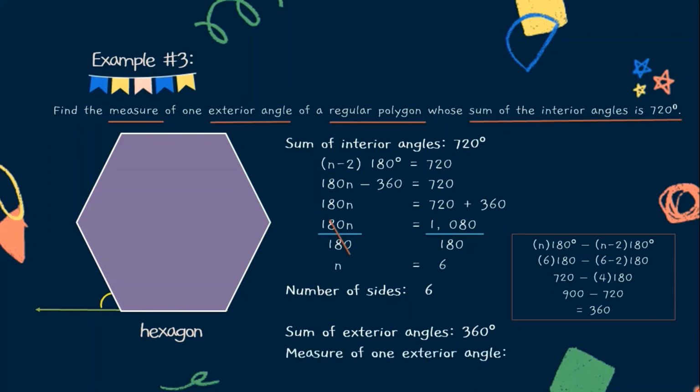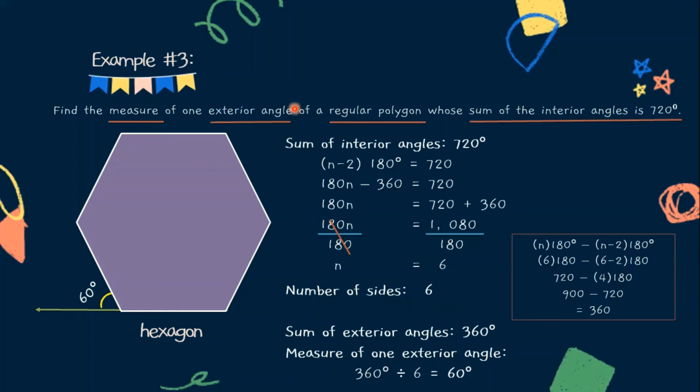For us to find the measure of one exterior angle, we have to divide 360 degrees by the number of its angles, which is 6. 360 divided by 6 is equal to 60 degrees. Therefore, one of its exterior angles for this regular hexagon is 60 degrees. Kids, this is our most straightforward way on how we can solve this word problem.